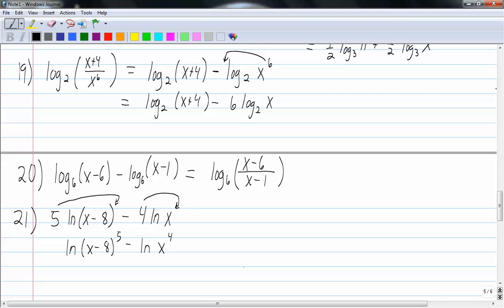All right, now that I've applied the power rule, notice that there's a minus between the two logarithms. This minus right here. That tells me that I can apply the quotient rule backwards. So that's equal to the natural log of x minus 8 raised to the 5th over x to the 4th. All right. So if you look down there, that is D, as in delta. Number 21 is D.